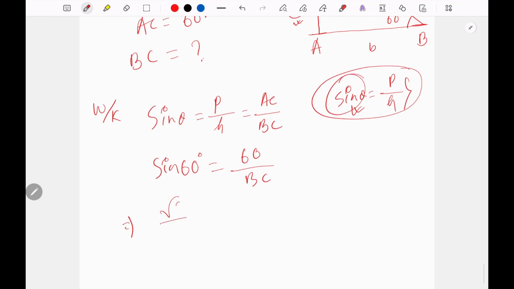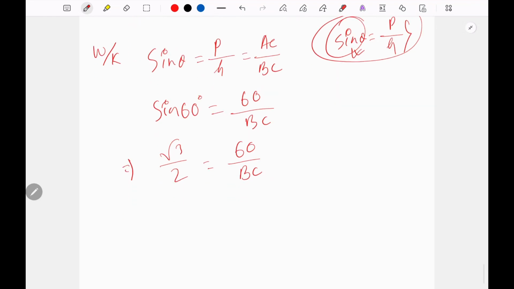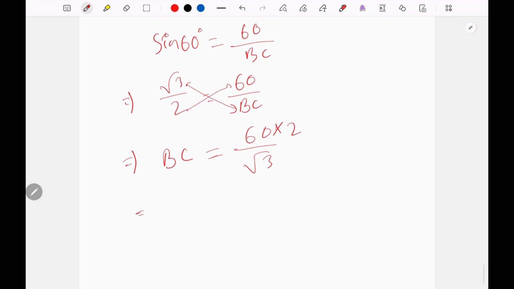Sine 60 is root 3 by 2, equals 60 divided by BC. So from here we can find BC by multiplying: root 3 will be here with 60 divided by root 3, and the 2 will be multiplied with 60. So BC equals 60 into 2, that means 120 divided by root 3.